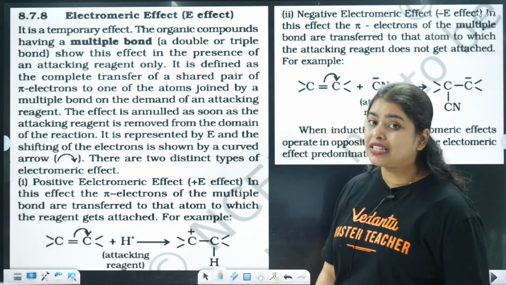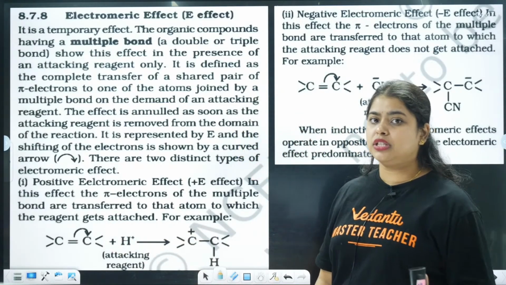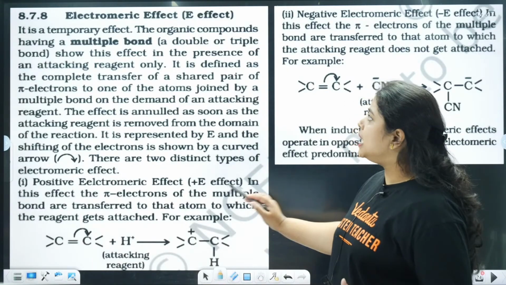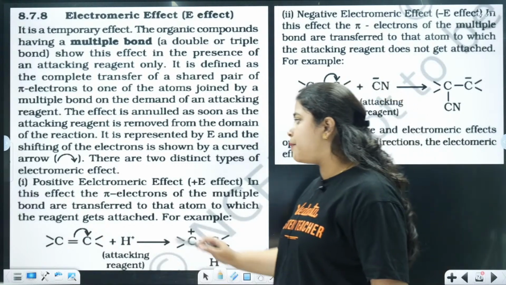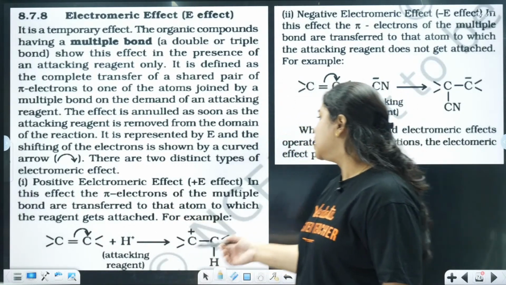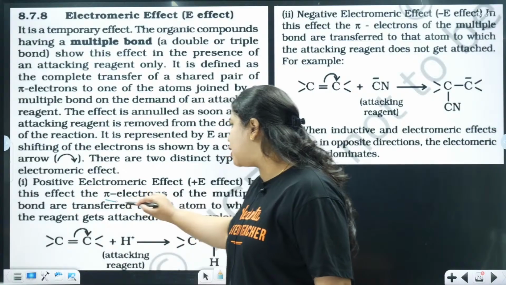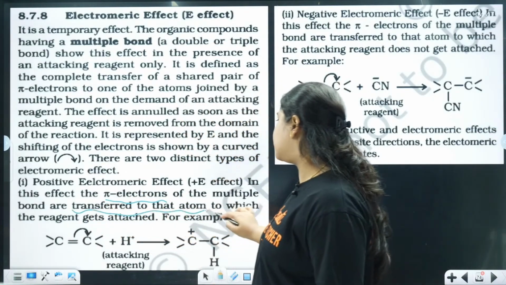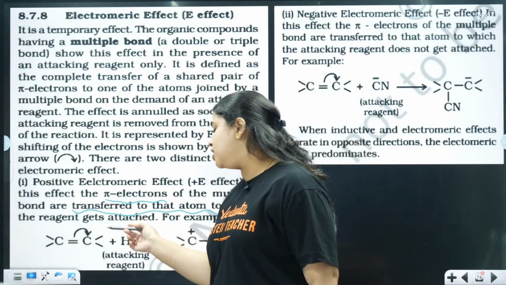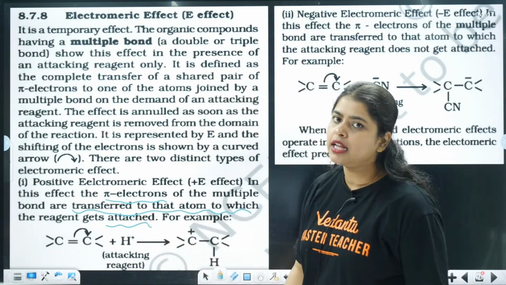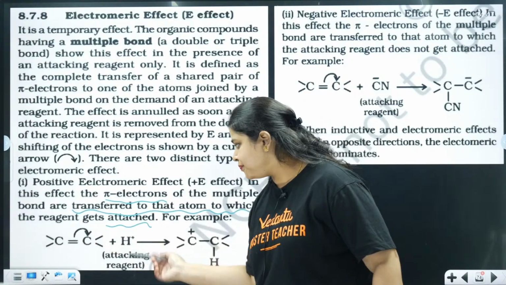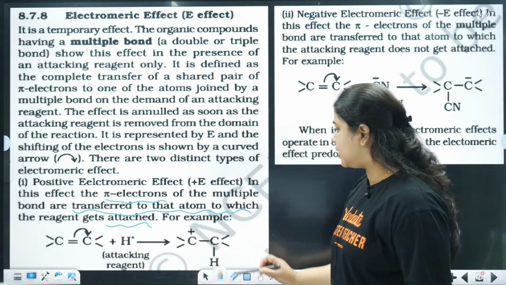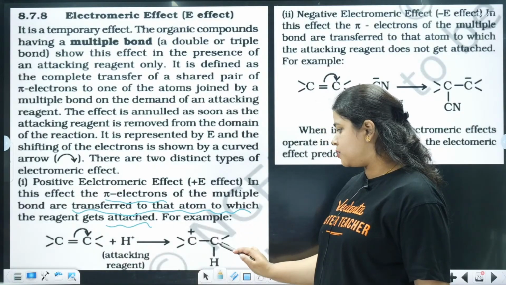What happens in the positive case? What did we learn? We learned the positive and plus R effect and minus R effect in resonance, right. Now what have we learned in the electromeric effect? What happens in the positive electromeric effect? Here in this effect, the pi electrons present in multiple bonds are transferred to the atom to which the reagent gets attached. When the reagent gets attached, it is the same way. This is the attacking reagent. Here is how the attacking reagent gets attached. So see here, the attacking reagent has been attached.